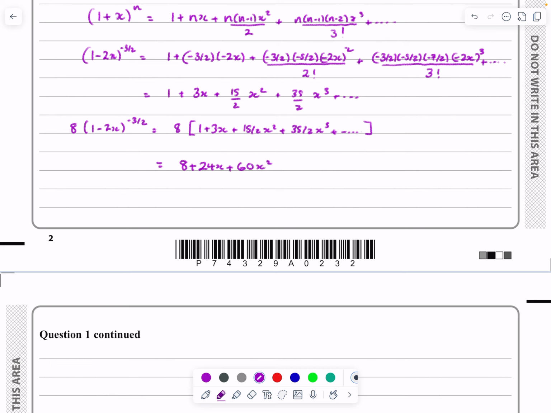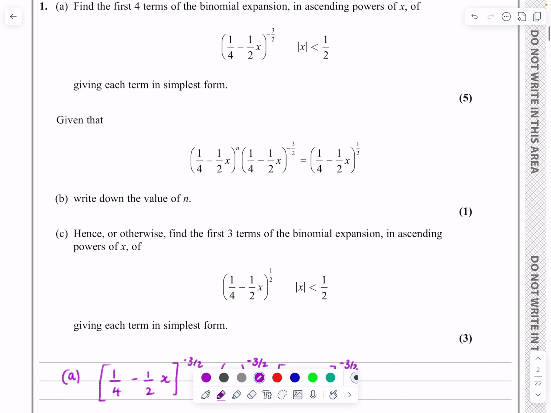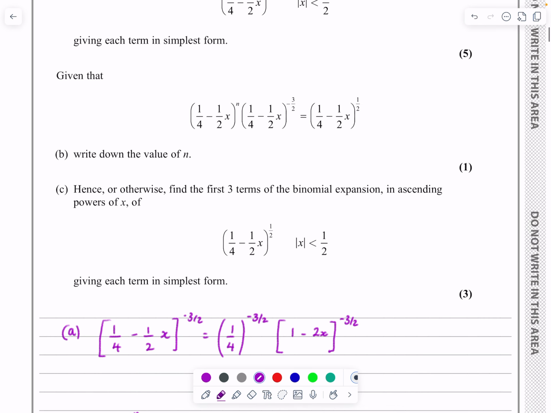60x squared and 140x cubed. So hopefully you found that relatively straightforward. You've got to do lots of practice of these ones. We know what we're going to get coming up in the question. Part B, well, I say we know what we'll get coming up. This is quite an unusual question, this one.